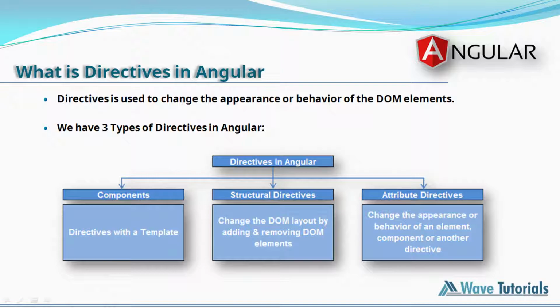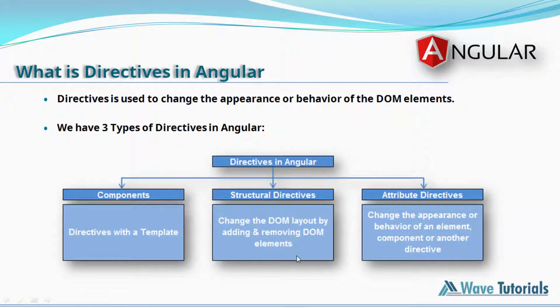Directives in Angular are used to change the appearance or behavior of the DOM element. We have three types of directives in Angular. The first one is components, the second is structural directives, and the third one is attribute directives. Components, you already know, we have worked with in Angular applications, and they have an HTML template. We will discuss components in detail as well.